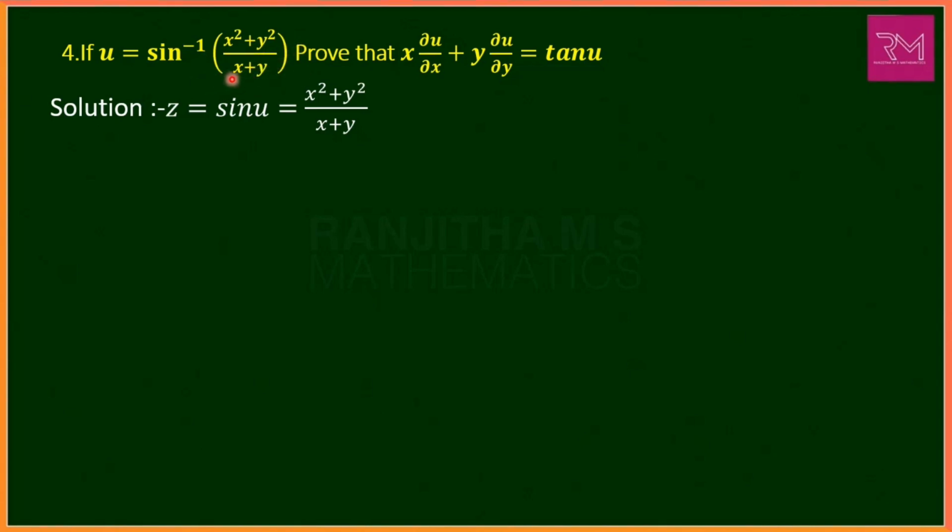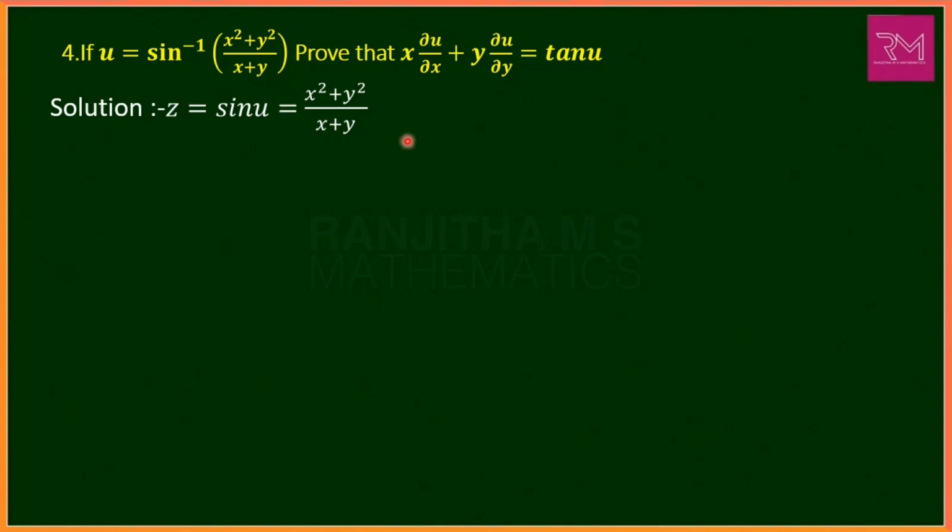To make the simplification easy, consider this value as z. If we take this sine inverse to the left hand side, that becomes sine u, which is equal to x square plus y square divided by x plus y. This is a procedure to solve this type of problem. Here they have mentioned u is equal to sine inverse of x square plus y square by x plus y. Consider this equation as z, which is equal to sine u, which is equal to x square plus y square by x plus y as it is.